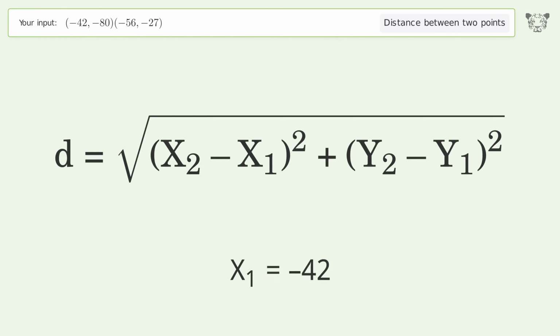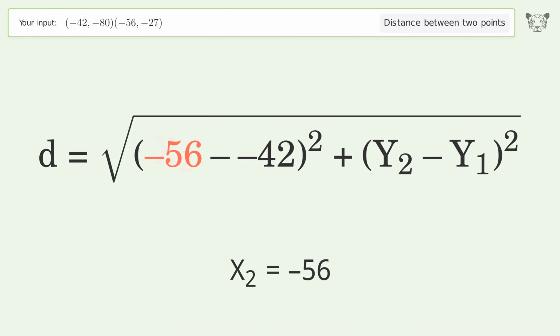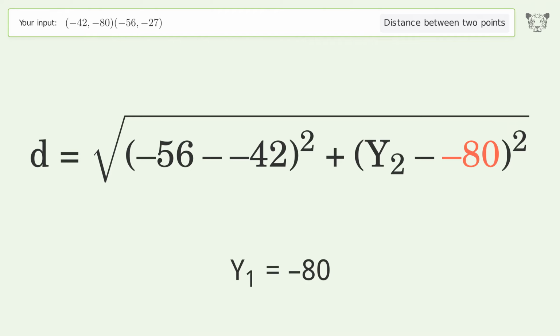x1 equals -42. x2 equals -56. y1 equals -80. y2 equals -27.